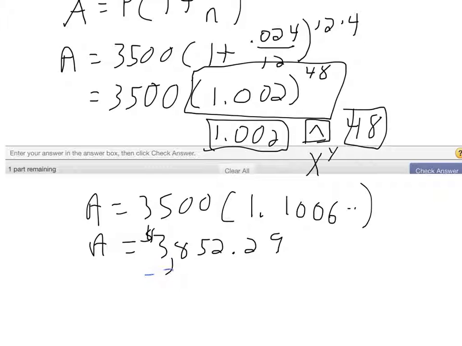I guess the original investment was $3,500. So if you want to calculate the interest, you would subtract the $3,500 from it, and the amount of interest would be $352.29. It was a two-part problem.